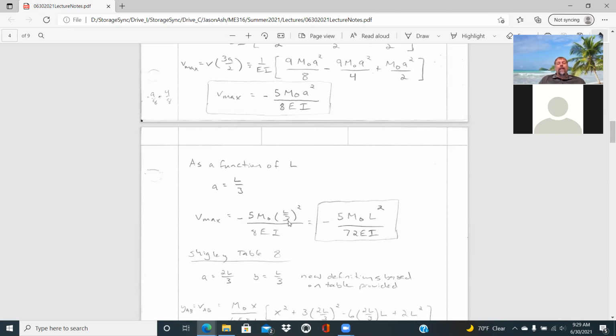And then that goes in the denominator. So 3 squared is 9. 9 times 8 is 72. So V max is just minus 5 M0 L squared over 72 EI, if you're looking at it from the length of the beam perspective as opposed to a third of the length as we've done.